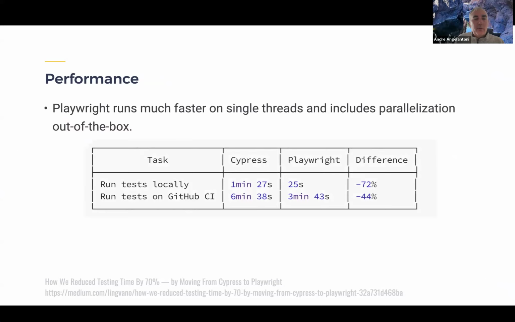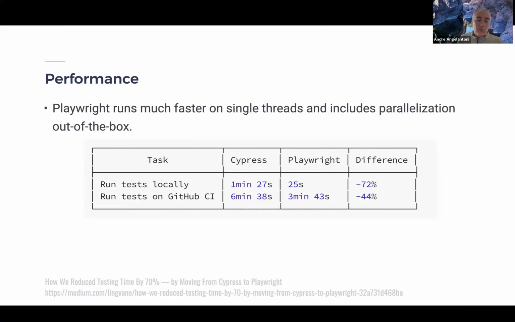So here's an example of a team from Lingvano, and the link is at the bottom there. The reference is at the bottom. And this is very recent. This team member, she wrote the blog entry, I believe, at the end of 2023, and the title is How We Reduce Testing Time by 70% by Moving from Cypress to Playwright.